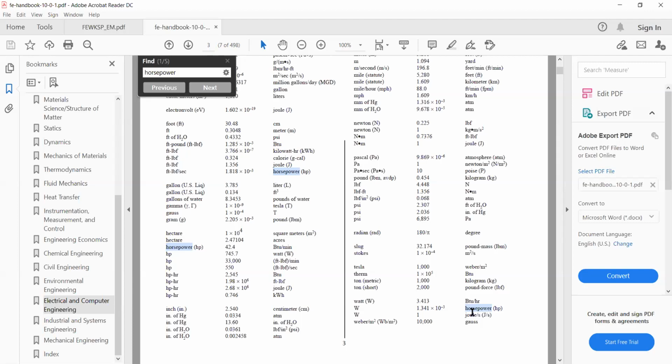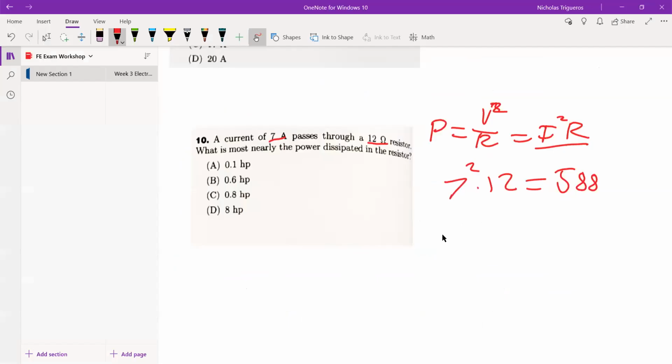Well, or just multiply by that. Okay. So 1.341 times 10 to the negative 3. That is watts per HP. No, HP per watt, I think.